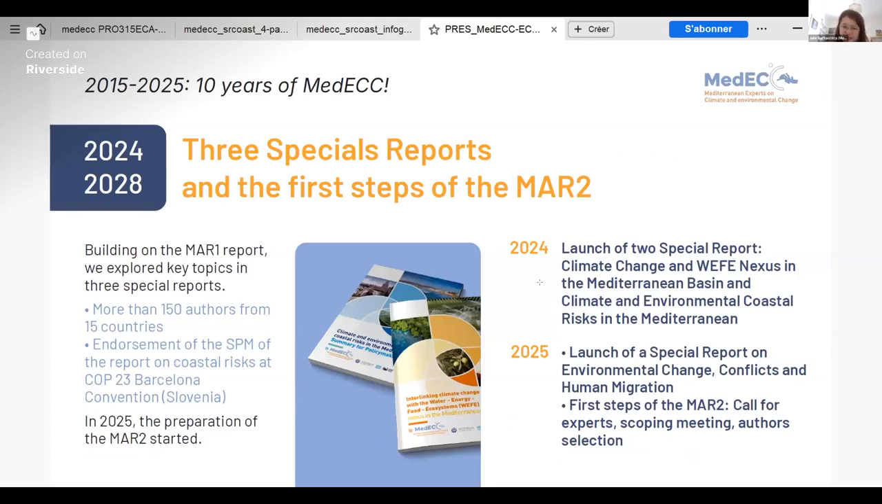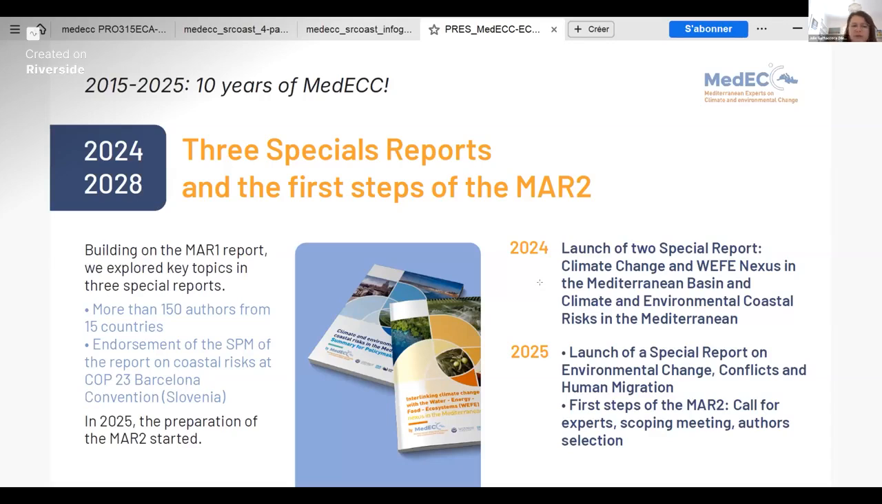So one is on the coastal risks, the other one is on the water, energy, food, ecosystems nexus still in the Mediterranean. And the third one is on the nexus between environmental change, conflicts, and human migration. So the first 2 have been published last November. During the UNFCCC COP this time, there was a press conference to present the summary for policymakers.